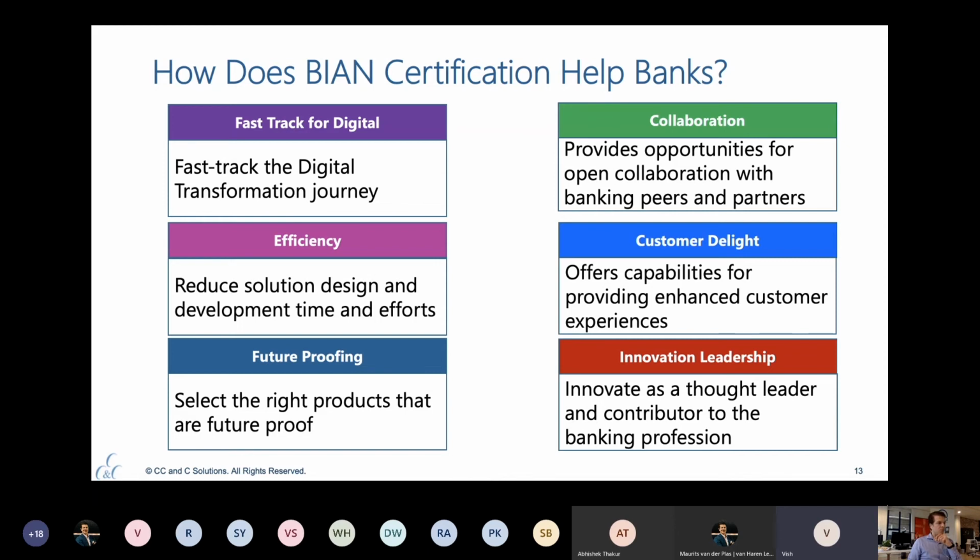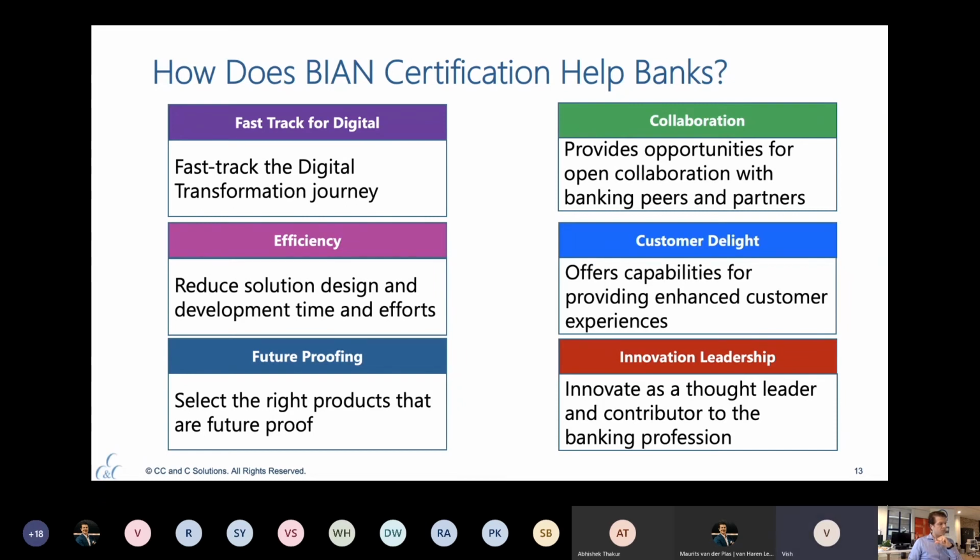That I see as the very first opportunity for banking professionals to get certified and be more proficient in BIAN. Of course, the banks want to reduce solution design and development effort and costs. So as I said before, they don't want to reinvent the wheel. These components produced by BIAN can be used very effectively. To use them effectively, of course, it's better to be knowledgeable and certified.